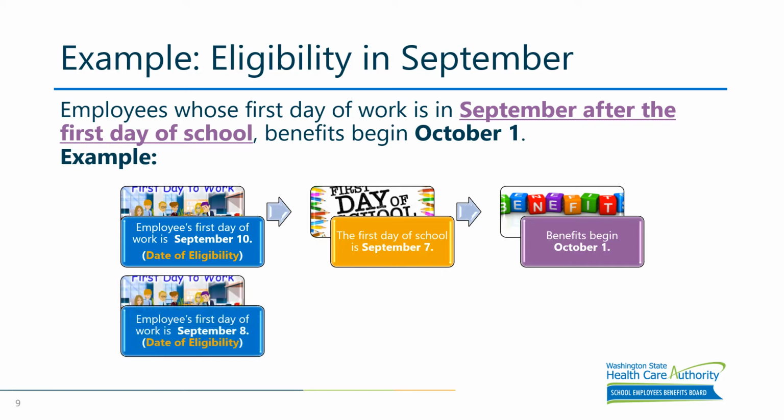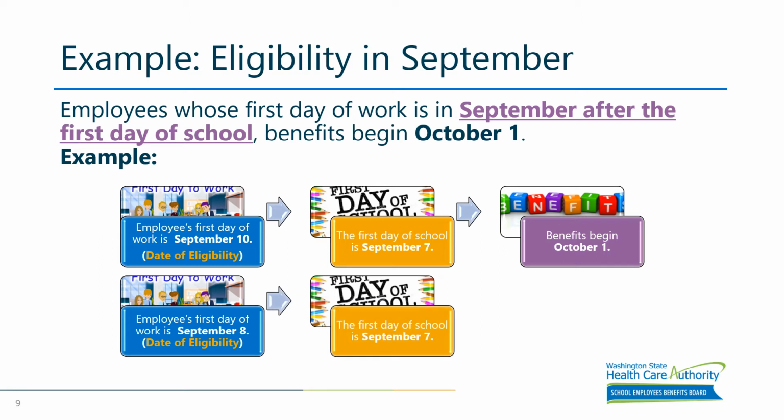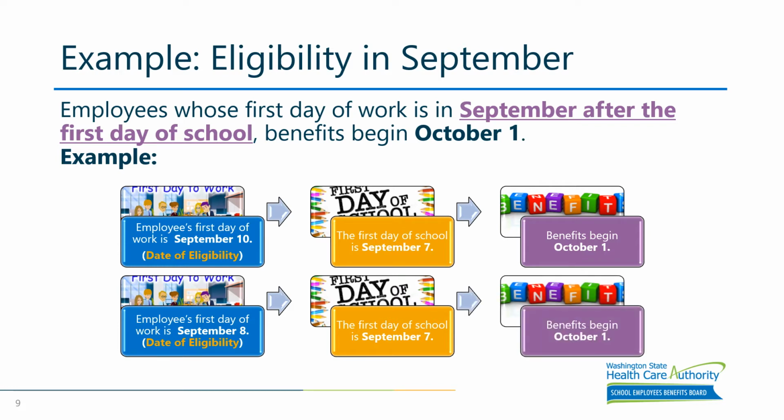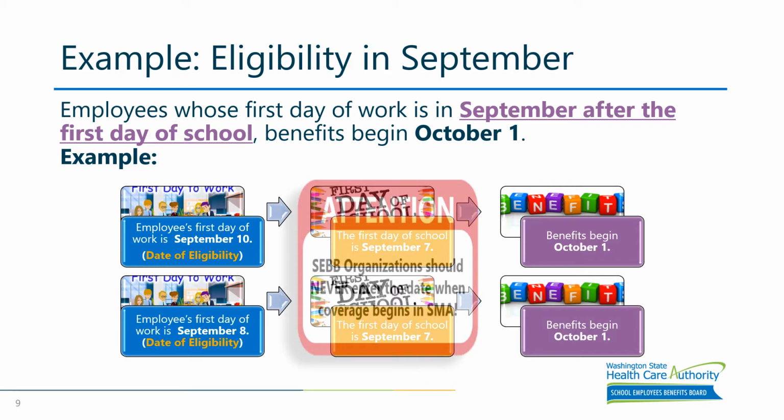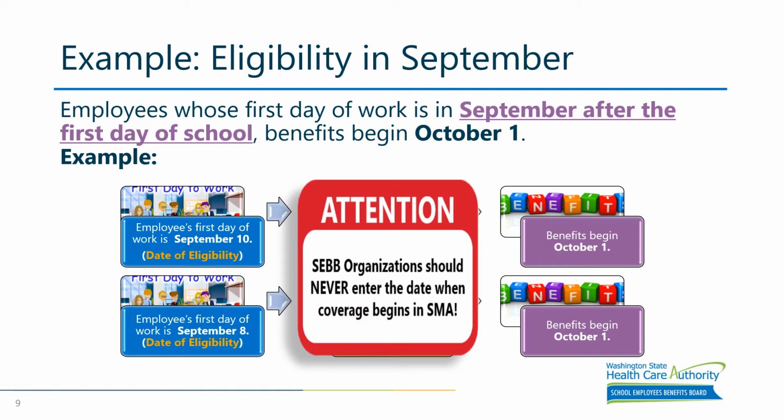Another example: the employee's first day of work is September 8th. This is the date of eligibility that you would enter into SEBB My Account. Because the first day of school, September 7th, is prior to the first day of work, again their benefits would begin October 1st. As a reminder, SEBB organizations should never enter the date when coverage begins in SEBB My Account. Again, this is automatically calculated and determined by SEBB My Account.